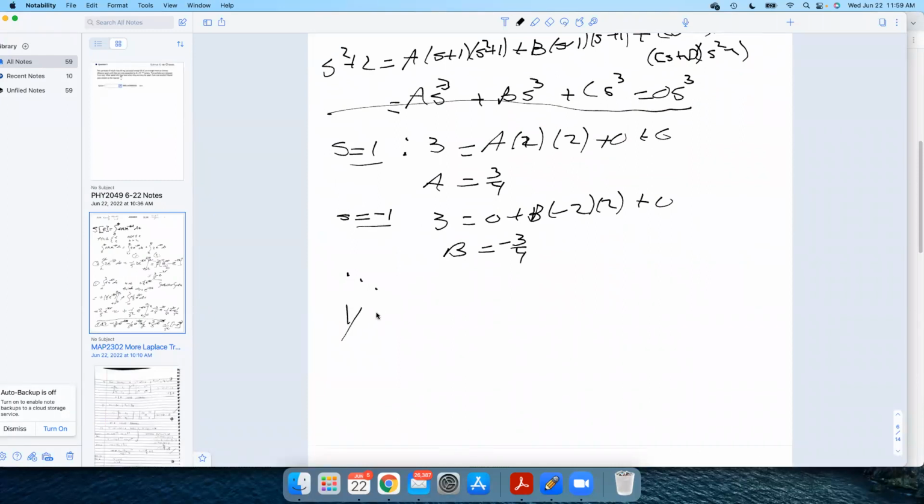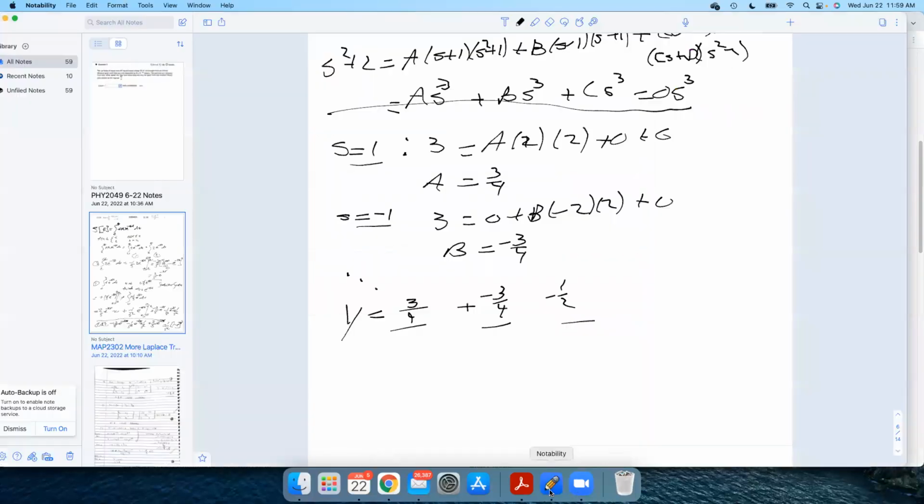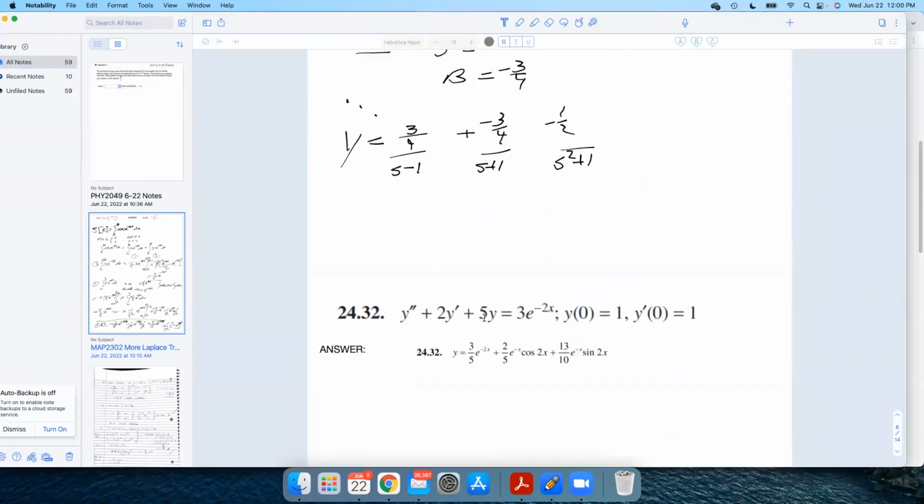We've got then capital Y equals, we had a 3/4, a negative 3/4, and a negative 1/2. And what were these over? I don't remember which was which. The positive was over S minus 1. This was over S plus 1, and this was over S squared plus 1. Okay, now we just do the inverse Laplace transform.